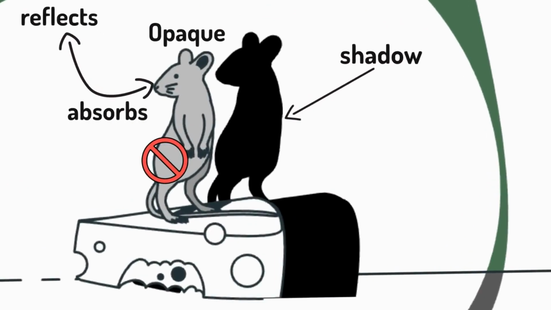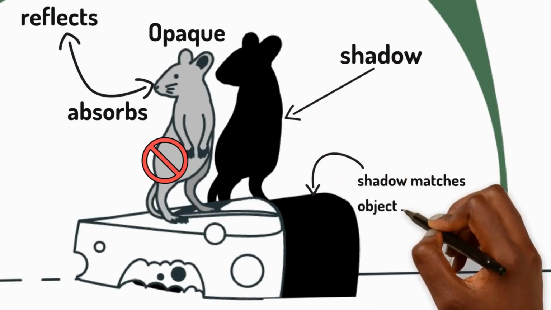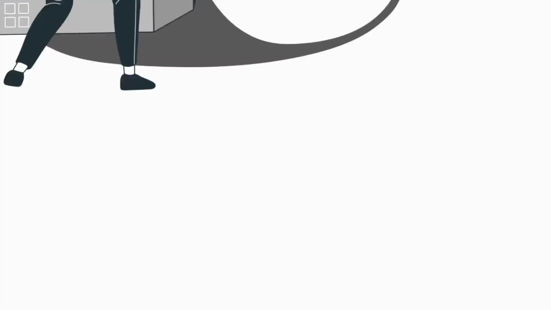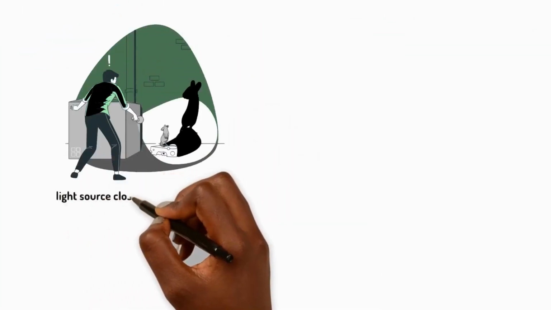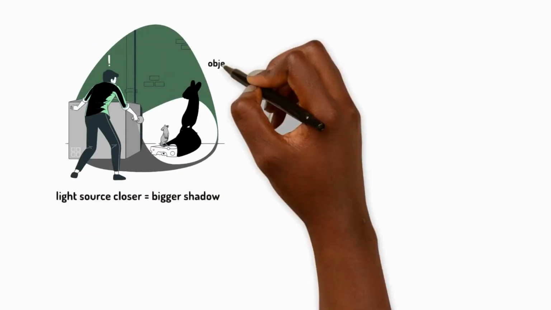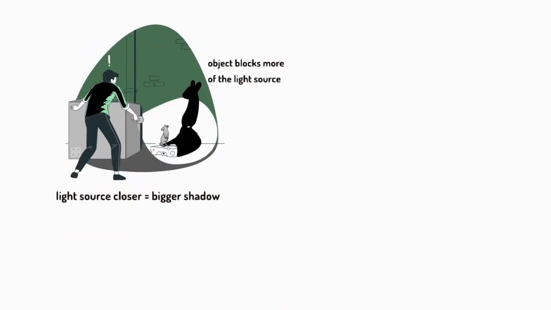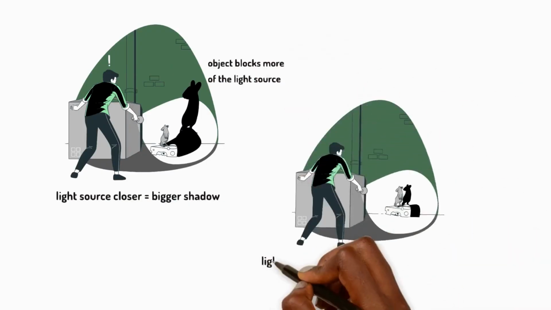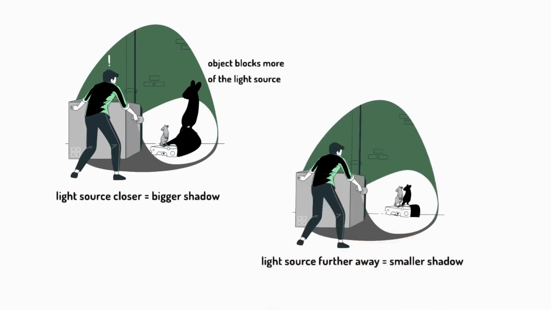Because light can't bend around an object and can only travel in straight lines, the shadow will match the object's shape. If you move the light source closer to the object, the shadow gets bigger. And this is because the object blocks more of the light source. If you move the light source further away from the object, the shadow gets smaller. And this is because less of the light source is blocked by the object.